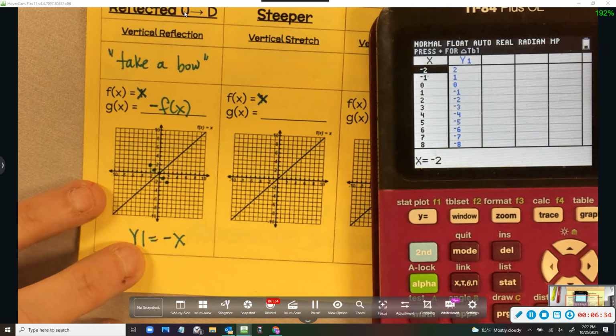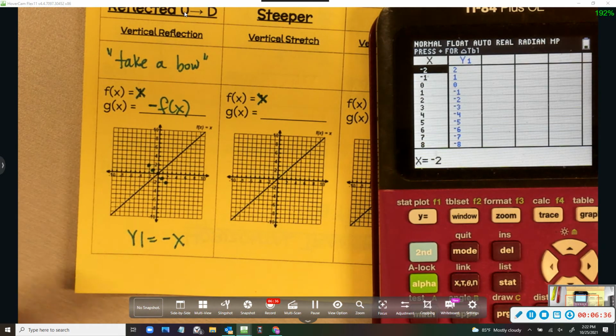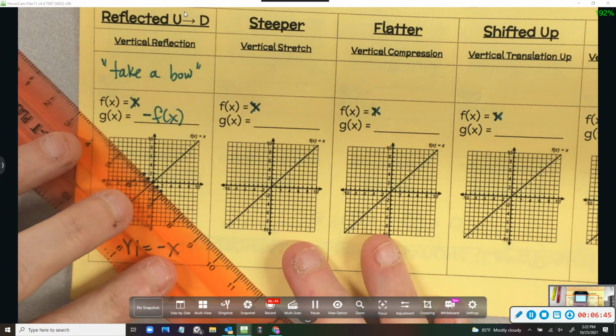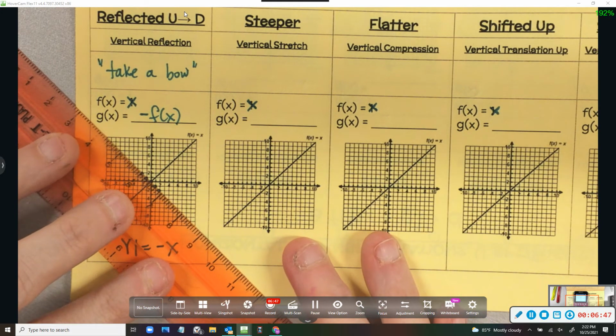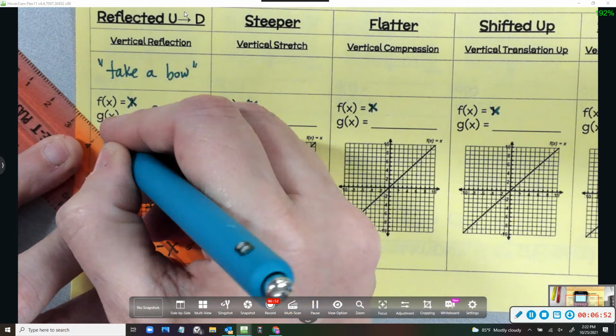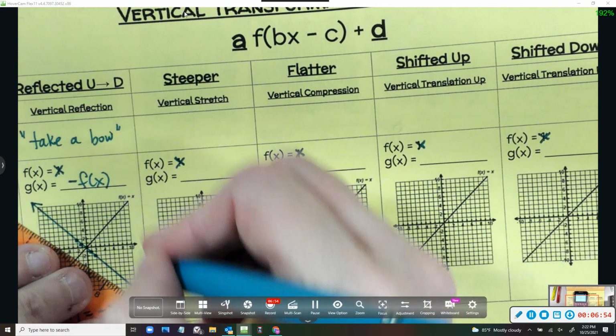negative 2. Okay? And then I lost my ruler. Like, how does this happen? Okay, here, I found my ruler. That's how this happens, okay? And then I'm going to connect these points. Okay. I know this is like the tiniest graph, but... And there is my new line.